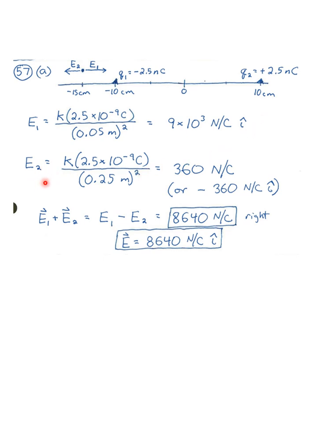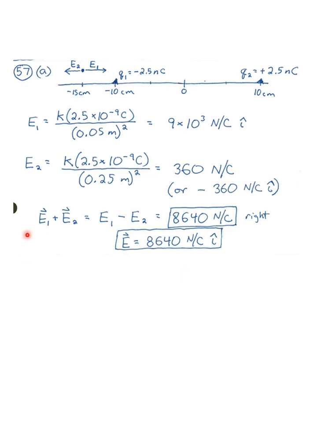Electric field from 2 is the Coulomb constant times the charge. Again, I've used the absolute value. It's positive anyway. Divided by its distance, and we look at the picture, and we see that it's 25 centimeters. This position is 25 centimeters from the positive charge 2. And so there we go, and we get 360 newtons per coulomb. Now that is the absolute value. If we want to put it in vector form, we recognize from our picture that it's going to the left, so we'll say negative 360 newtons per coulomb i hat.